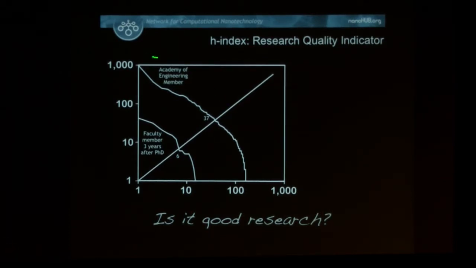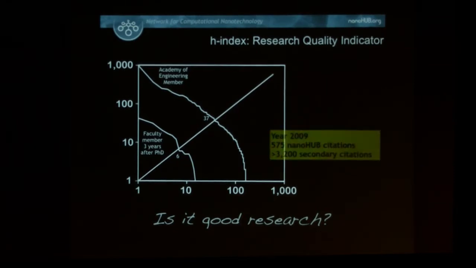So here's another person, at the time when he was elected to be Academy member of engineering, his H-index was 37. That's kind of like a lifetime achievement. Now let's step back a little bit. So he has written 37 papers that have been cited more than 37 times. One of the papers has been cited more than 1,000 times. Breakthrough paper, right?